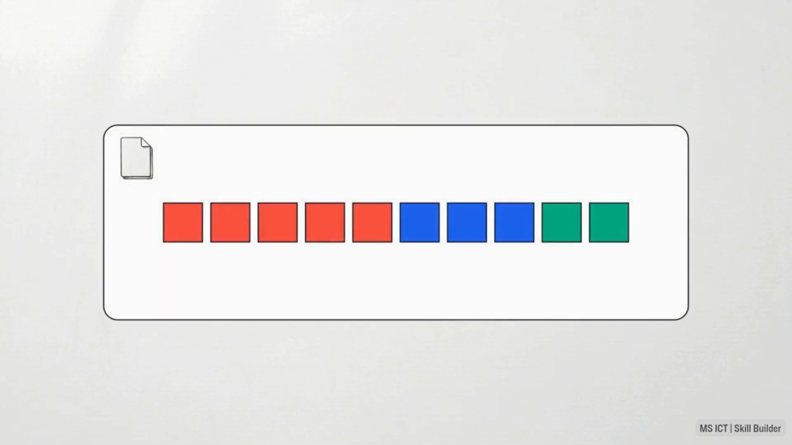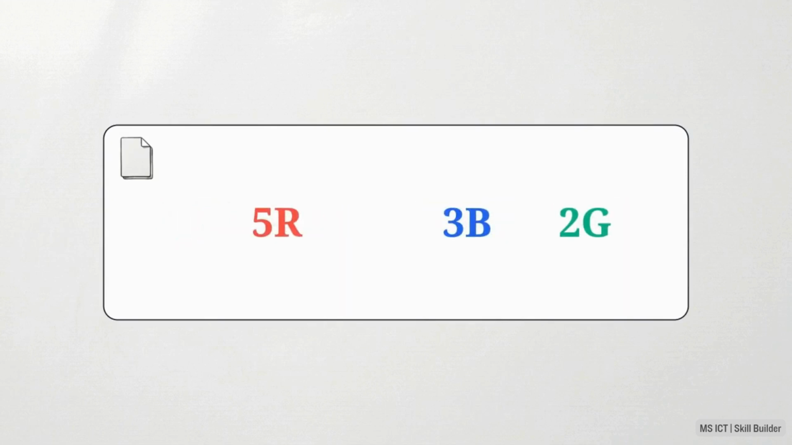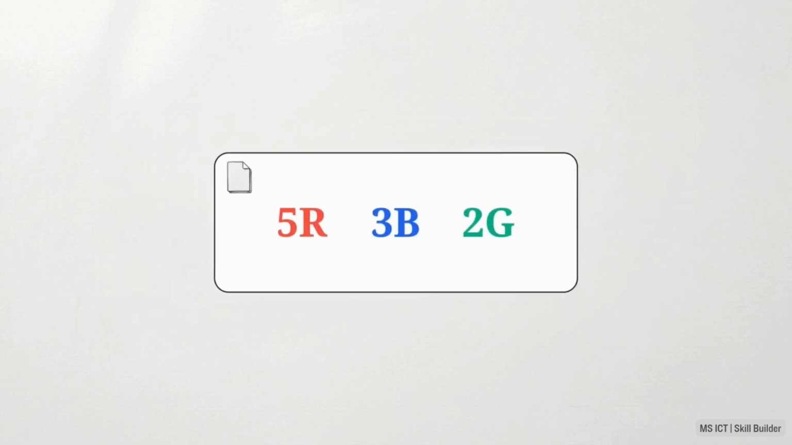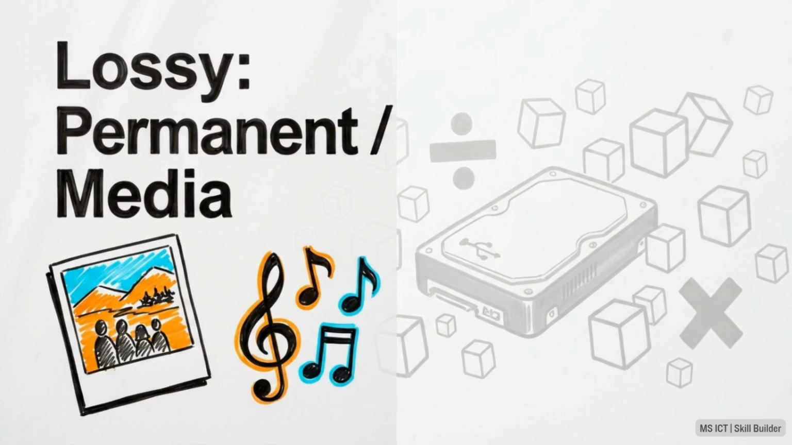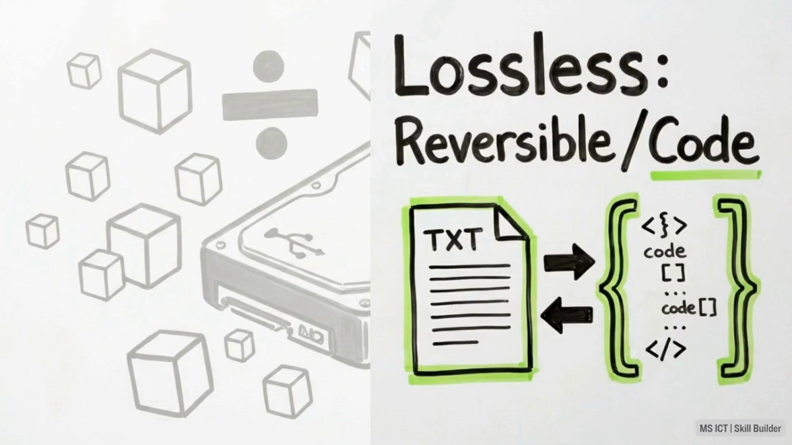Lossless compression, like run-length encoding, solves this by mathematically grouping repeating data. Instead of storing 10 individual colored squares, the algorithm stores a single code representing the count and the color, which can be perfectly reversed later. This creates a fundamental rule. Lossy is used for media like JPEGs and MP3s, where human perception won't notice the missing details. Lossless is used for text and code, where every character must be perfectly reconstructed.